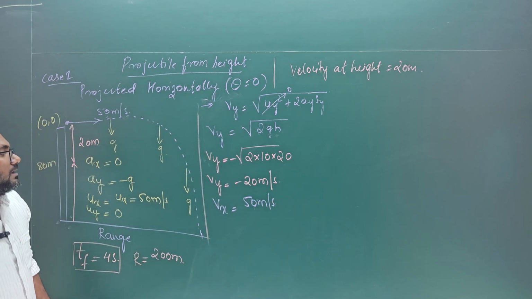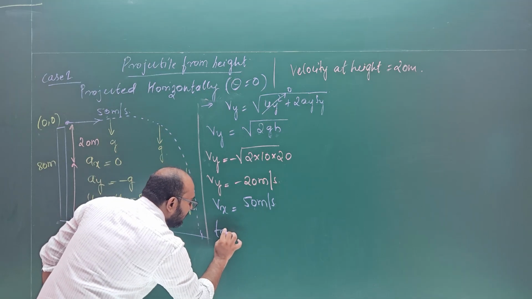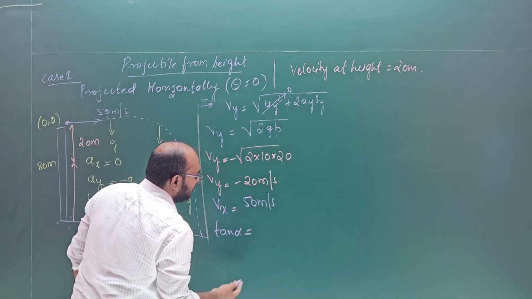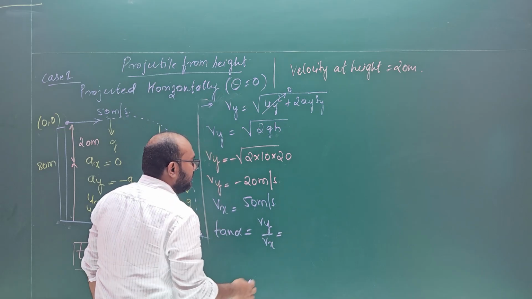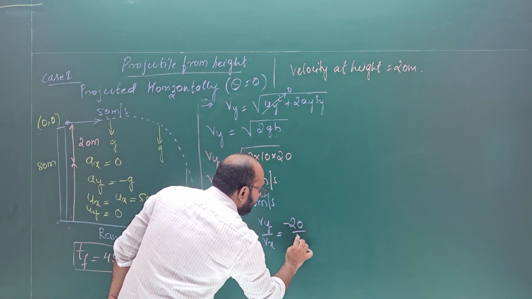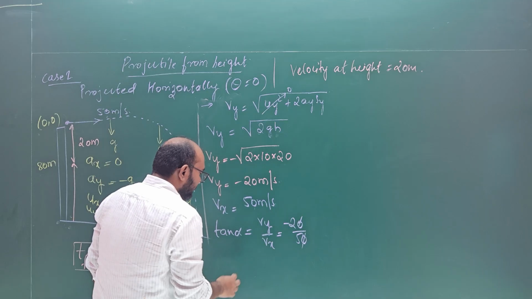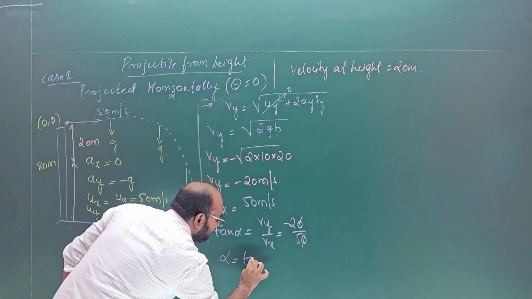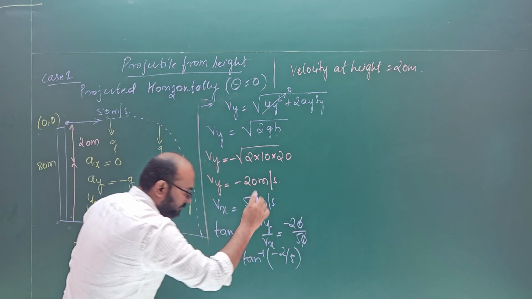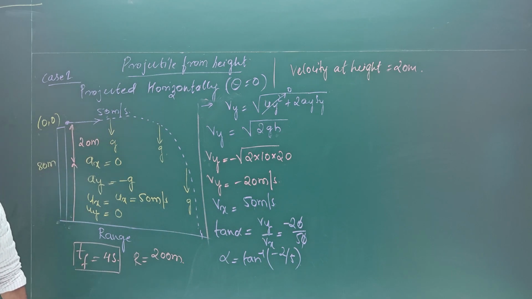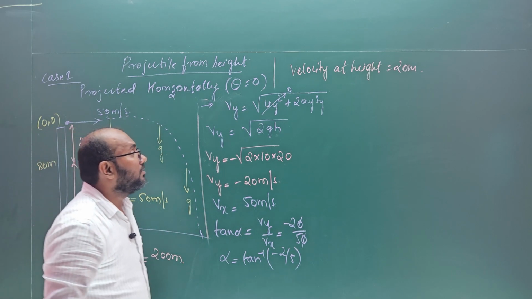Yes or no? Okay. Calculating tan alpha. So tan alpha equals Vy upon Vx, which is nothing but minus 20 upon 50. Oh, both came the same. So alpha is nothing but tan inverse of minus 2 upon 5. I got my point.